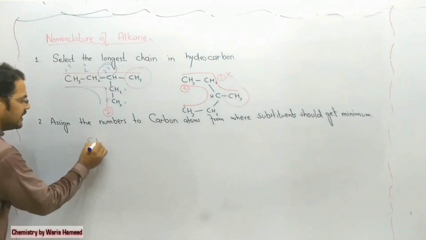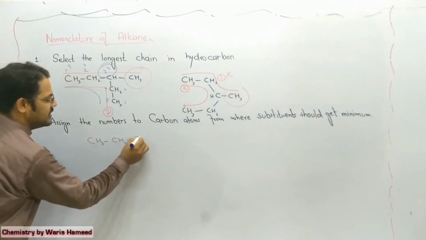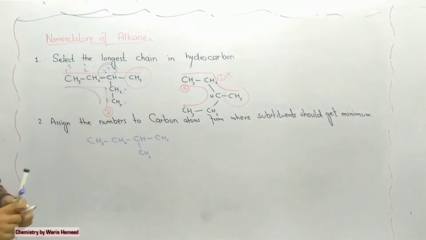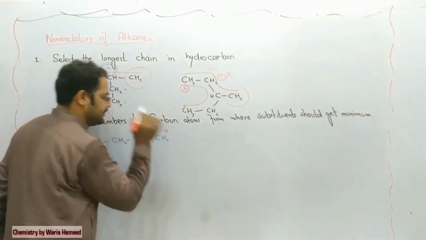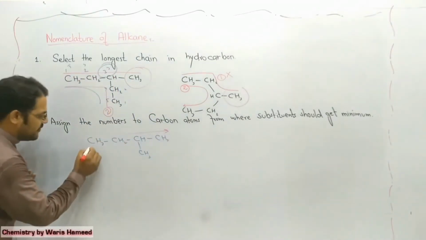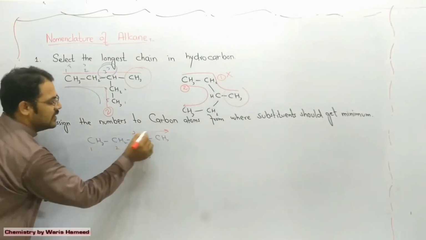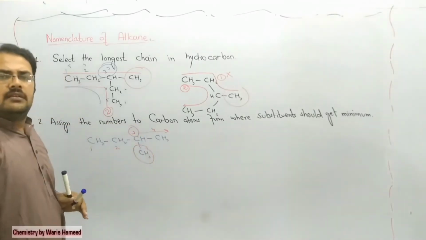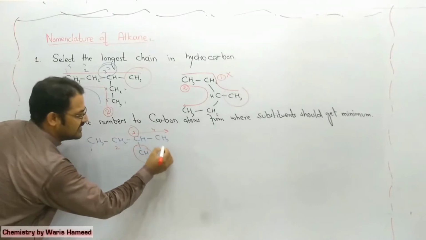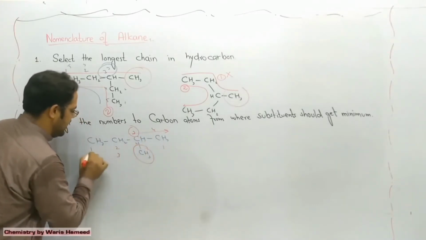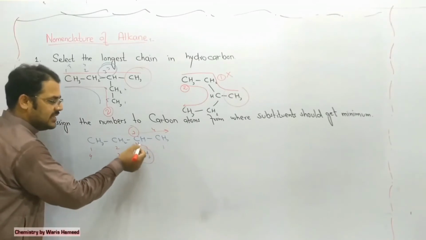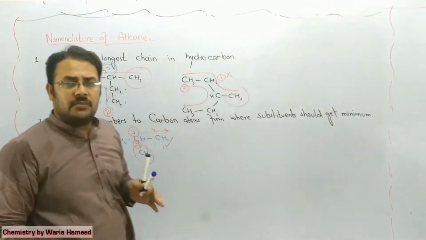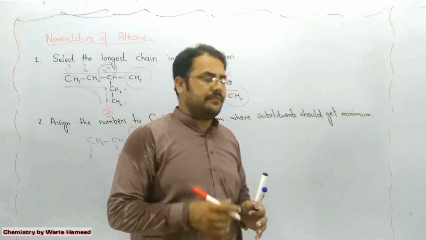Another example, CH3, CH2, CH3, and here is CH3. Now, in this example, it is the longest chain. If we give numbers from this carbon, first, second, third, and fourth, this substituent is getting number 3. And if we give numbers from the other carbon, first, second, third, and fourth, this CH3 is getting number 2. So the numbering from this side will be preferred because the substituent is getting the minimum number.